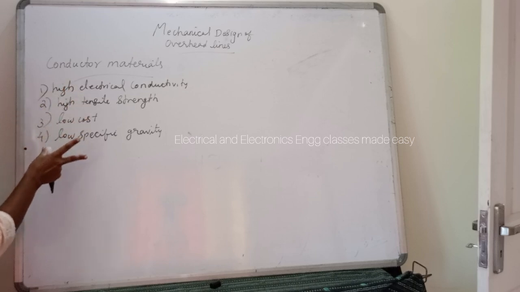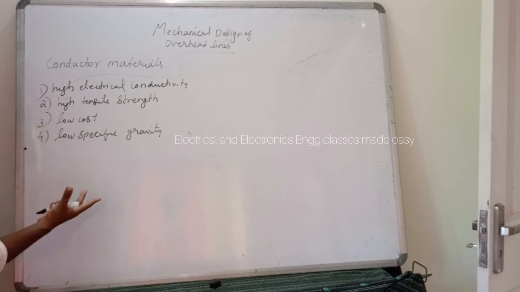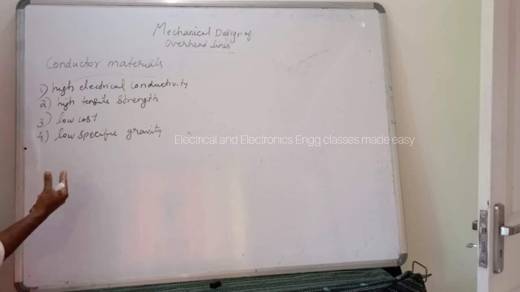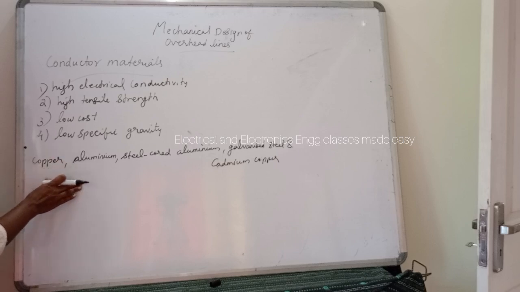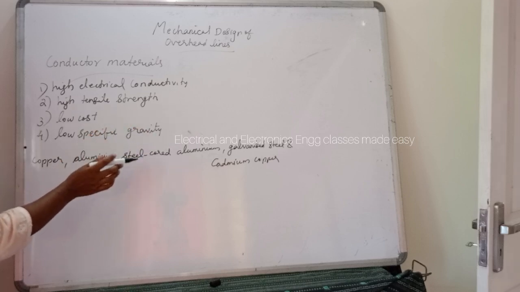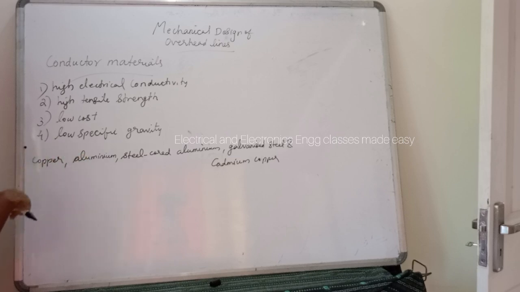And these requirements are not found in a single material. Therefore, while selecting a conductor material for a particular case, a compromise is made between the cost and the required electrical and mechanical properties. The commonly used conductor materials are copper, aluminum, steel cored aluminum, galvanized steel, and cadmium copper. And the choice of a particular material will depend upon the cost, required electrical and mechanical properties, and the local conditions.